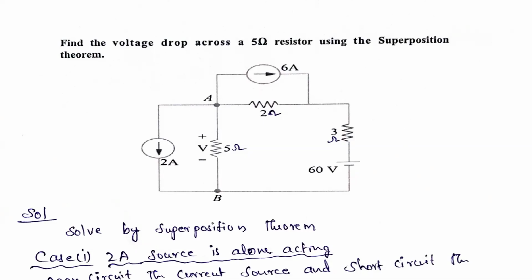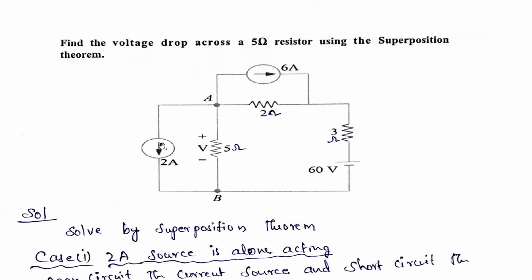Well, today we are going to see a problem on superposition theorem. Take down this problem. Find the voltage drop across the 5 ohm resistor using the superposition theorem. So this is the circuit they have given.